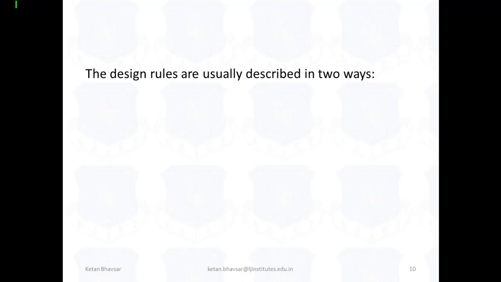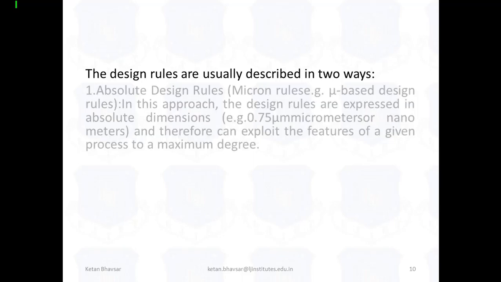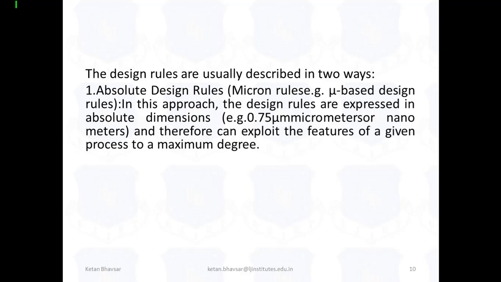The design rules are usually described in two ways. Absolute design rule, it's a micron based design rule. In this approach, the design rules are expressed in absolute dimensions, for example 0.75 micrometers, nanometers, and therefore can exploit the features of the given process to the maximum degree.